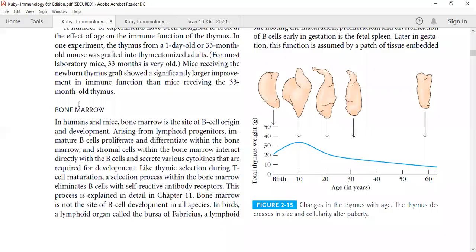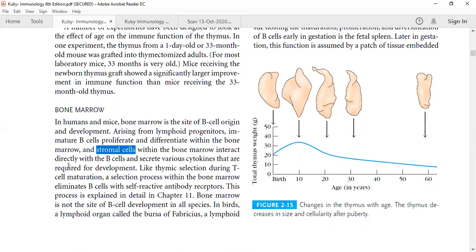So bone marrow is the site where B and T cells both will develop, but the maturation of T cells is actually taking place in the thymus, but the B cells are having maturation in the bone marrow itself. Arising from the lymphoid progenitor cell, immature B cells proliferate and differentiate within the bone marrow. Stromal cells, again the stromal cells are kind of supporting cells which will provide the microenvironment to the developing B cells, as we have studied in the case of thymus also.